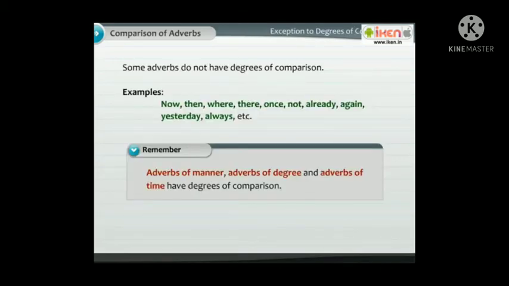Some adverbs do not have degrees of comparison. For example, now, then, where, there, once, not, already, again, yesterday, always, etc. Remember, adverbs of manner, adverbs of degree, and adverbs of time have degrees of comparison. So we have learned about so many kinds of adverbs in the chapter of adverbs, and out of them, these are three kinds: adverb of manner, adverb of degree, and adverb of time. So you have to remember that not every adverb has a degree of comparison, like all the examples given in the slide before you. Only the adverb of manner, degree, and adverb of time have degrees of comparison.